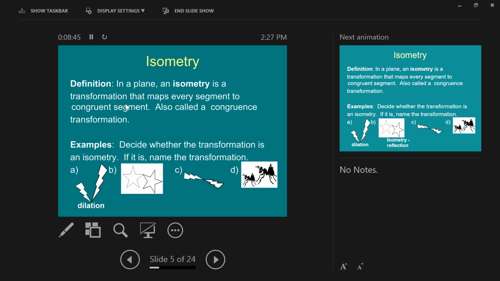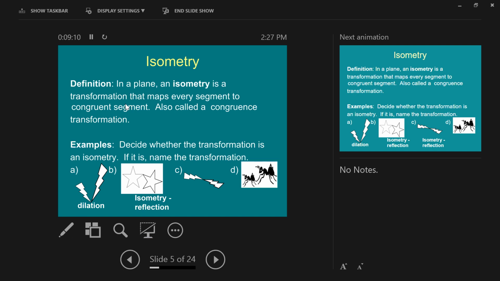On B, are those the same size? Yes, it is reflection, right? Because if I was to fold it right there where they touch, they would meet up exactly. Good. And since they are the same size and shape, it does show isometry. All right.